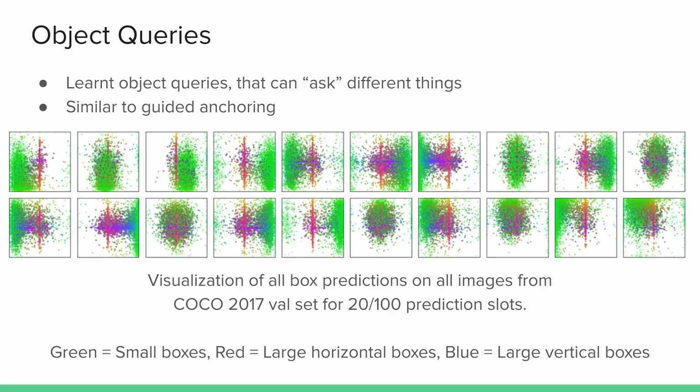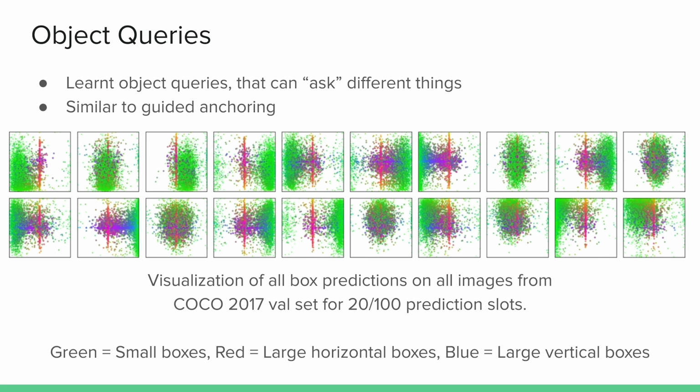What are these object queries, you might ask yourself. Object queries are actually learned as well. And it's a really interesting idea that the network is able to sort of ask the decoder different things. And for different questions, you get different answers. It's an idea that is similar to guided anchoring, where we also learn where to look in our input image. And what you can see here is a visualization of all box predictions of all images on the COCO 2017 validation set.